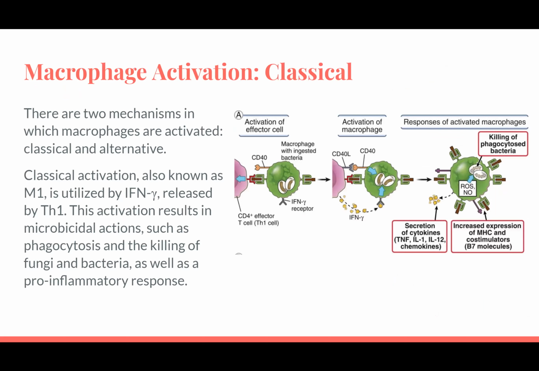So there are two mechanisms in which macrophages are activated, classical and alternative. The classical activation, also known as M1, is induced by interferon gamma, which is released by Th1. This activation results in phagocytosis and the killing of fungi and bacteria, as well as a pro-inflammatory response.